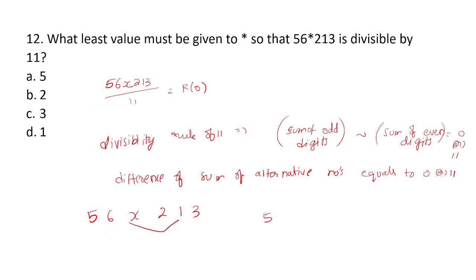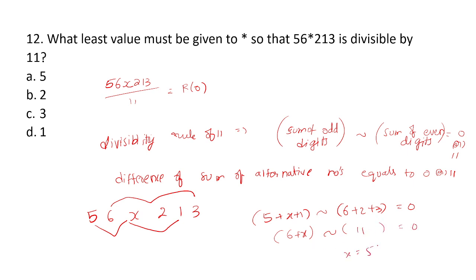So this is 5 plus x plus 1, and the other alternative numbers are 6, 2, 3. So 6 plus 2 plus 3. So the difference should be equal to 0 or 11. So 6 plus x, difference of 11 equals 0, where clearly you'll be getting 5. So that means the place that is missing should be filled with the number 5, so that it will be divisible by 11. I hope this is a third standard problem. I hope you got it.